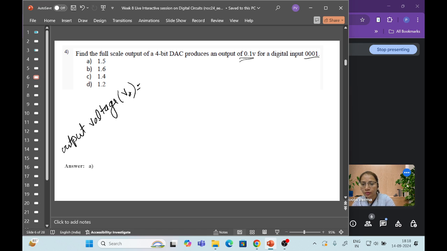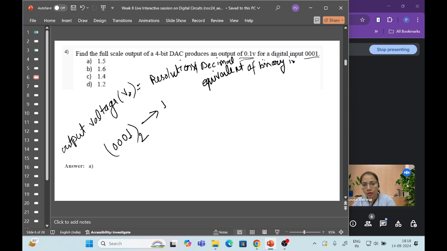V0 is equal to resolution into decimal equivalent. This is the decimal equivalent of the binary input. Okay. So what is the decimal equivalent of this binary? That is 1, right? If you convert it, that is 1.